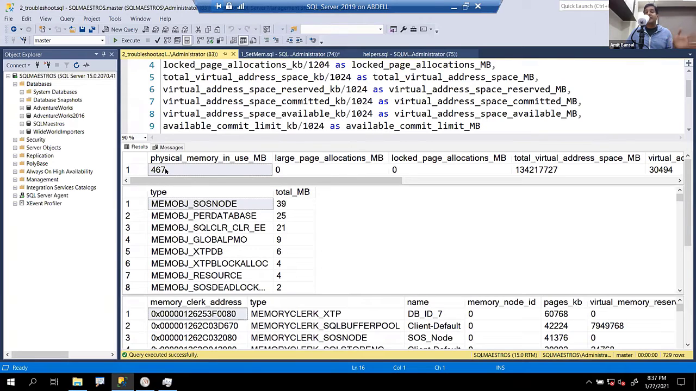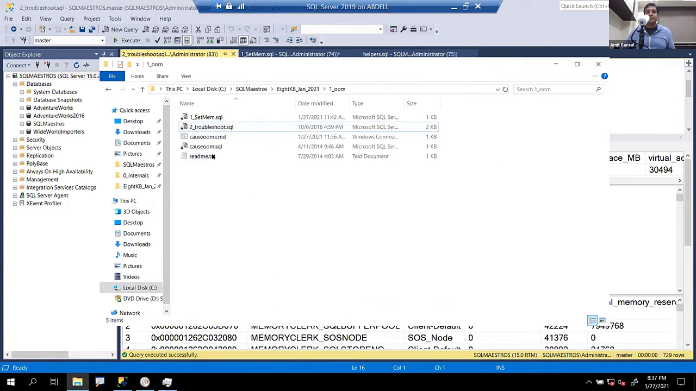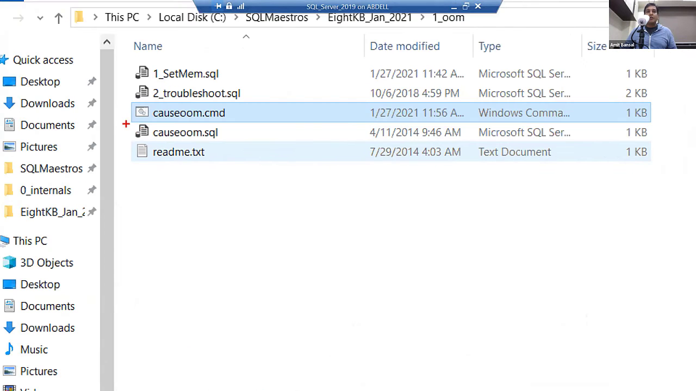467 is where we are sitting at, and 700 is our target memory. So anything goes beyond 700, remember it can overcome it a bit, but maybe not more than 800 MB, and then we will start getting errors. Now, cause OOM is the batch file that I'm going to run, and it's actually going to call om.sql. It's going to call this SQL file, which is doing something, and I will show that to you after the demo is done. And if you are recreating this, I have put the steps in the readme.txt file.